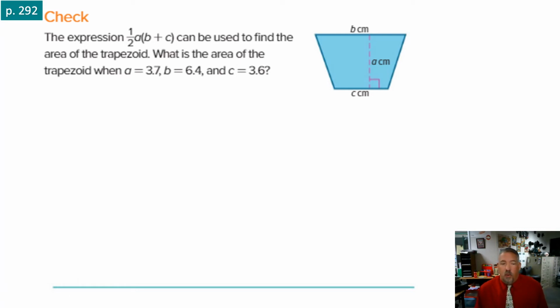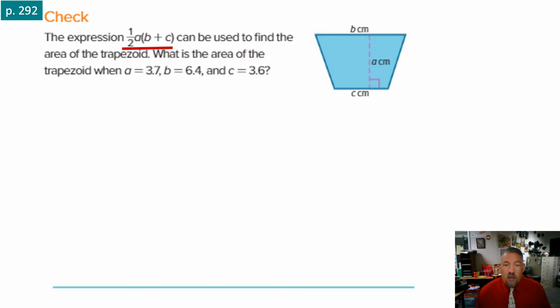So reading it to you, it says the expression of 1/2 times A times (B plus C) can be used to find the area of the trapezoid. That sounds very familiar. What is the area of the trapezoid when A is equal to 3.7, or 3 7/10, B is equal to 6.4, and C is equal to 3.6?